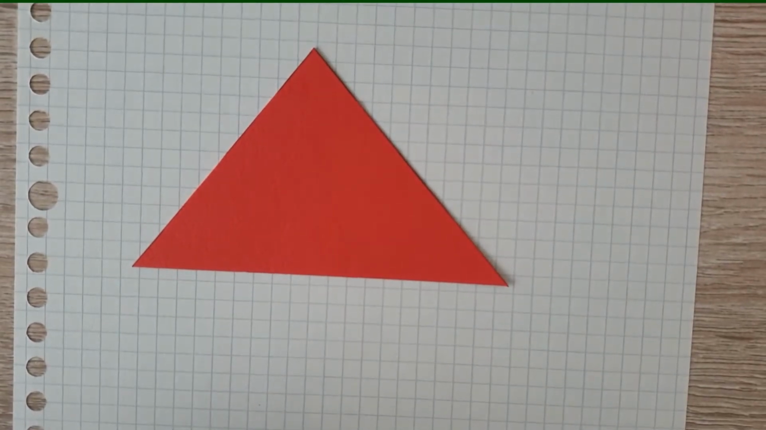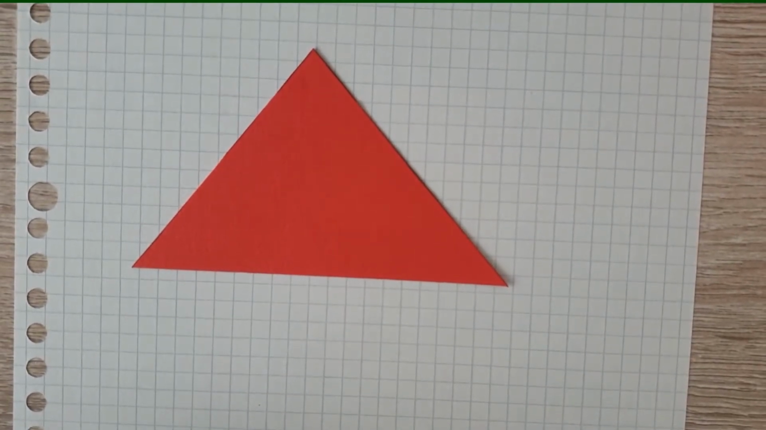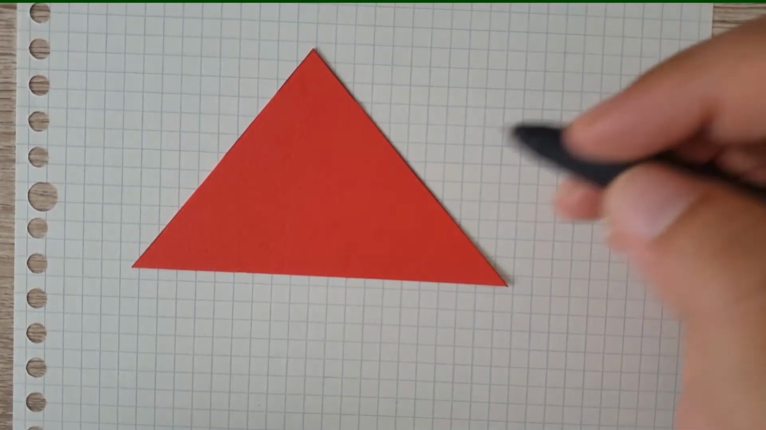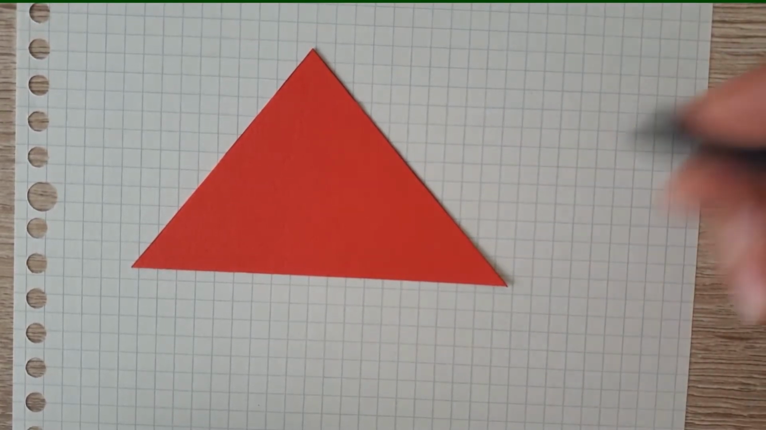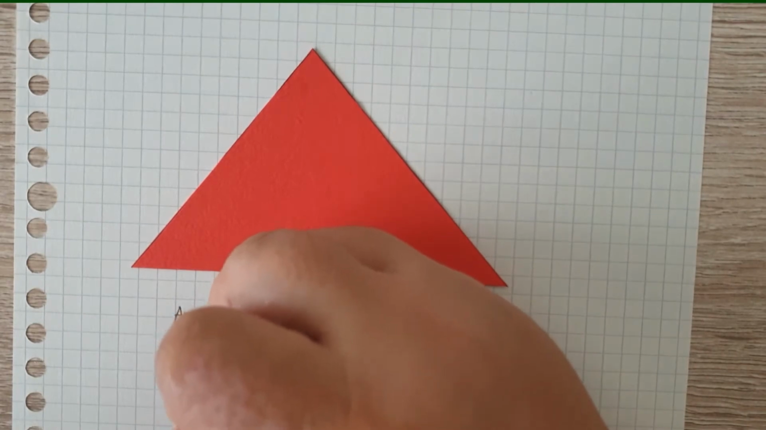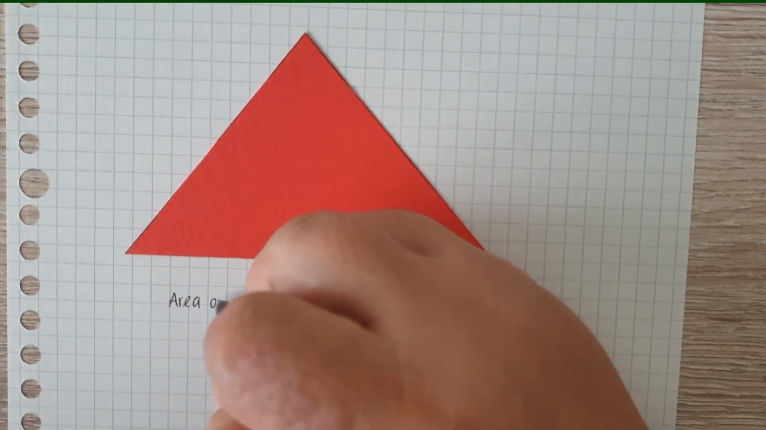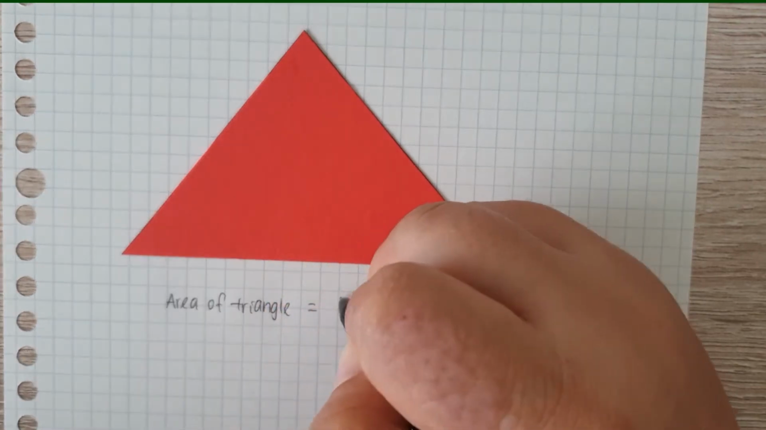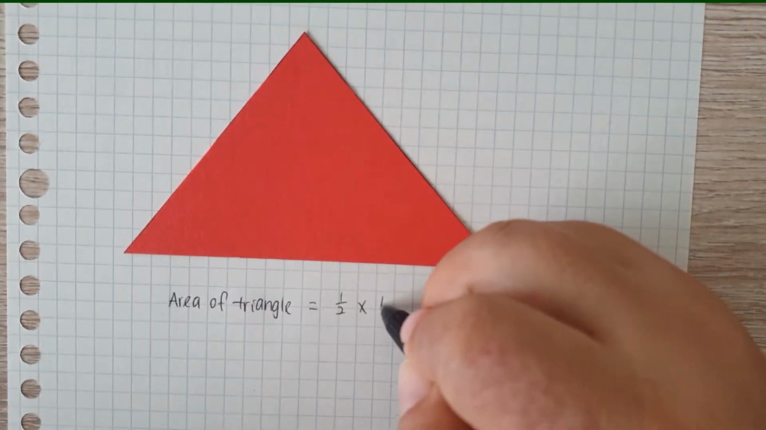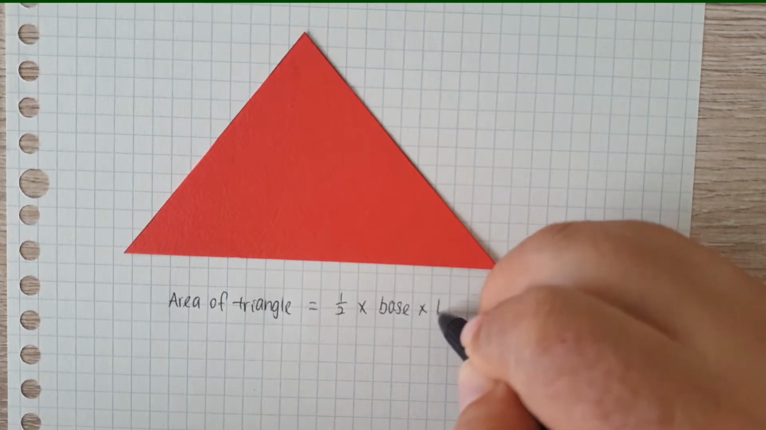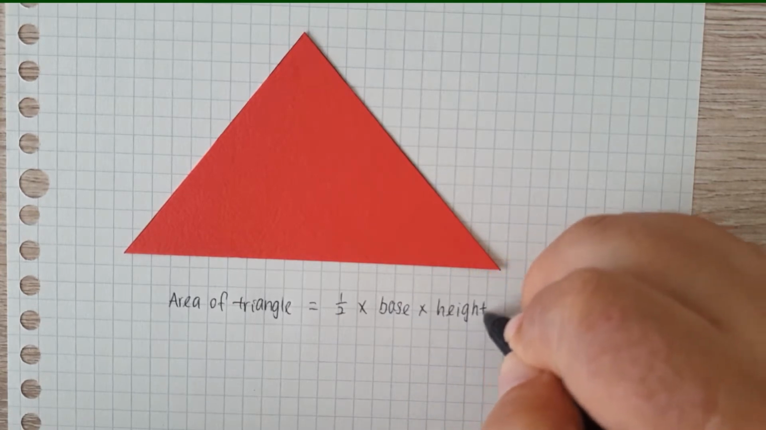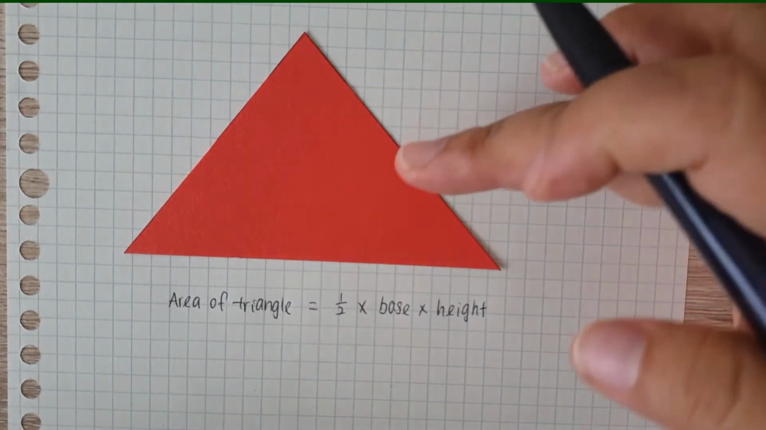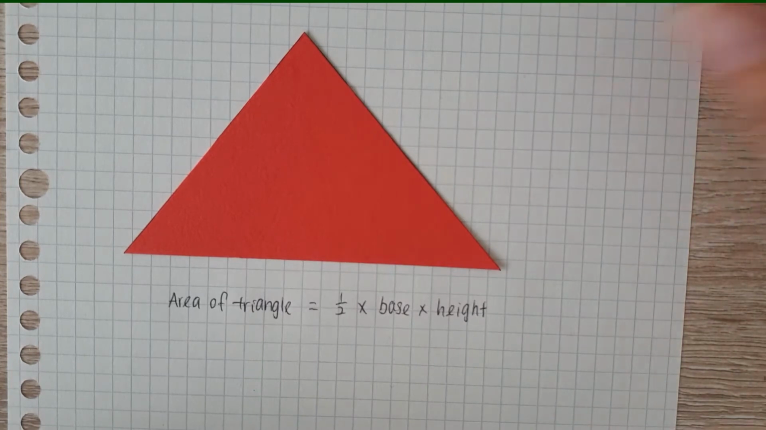How do I find the area of this triangle? So remember, to find the area of a triangle, for any type of triangle, you can always use this formula. Area of a triangle is the same as half times base times height. But what is the base and the height of this triangle?